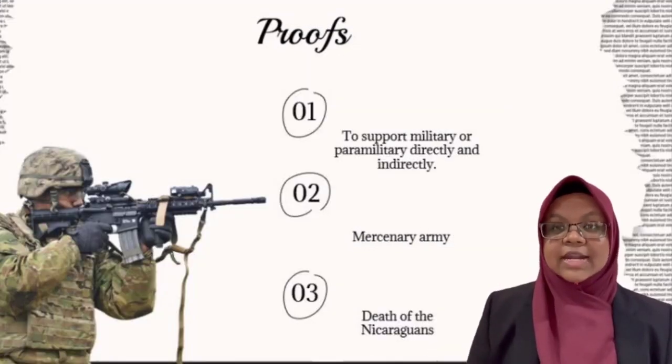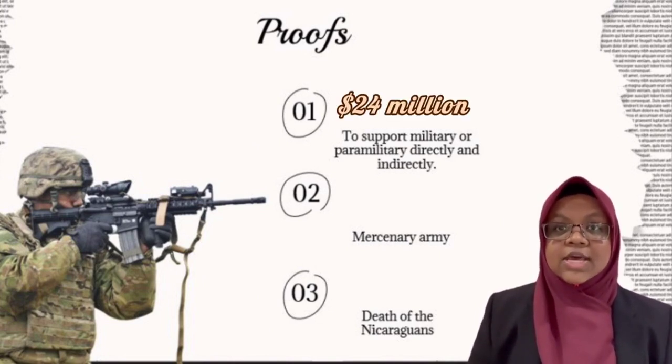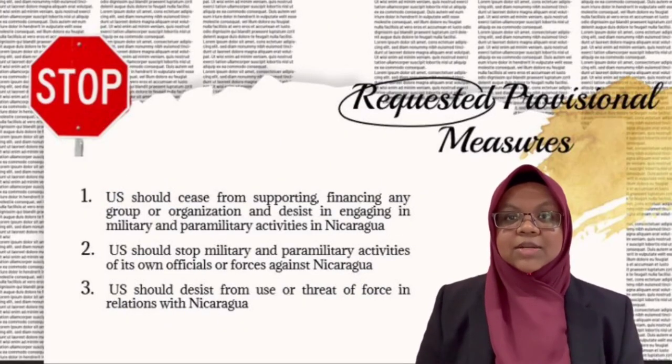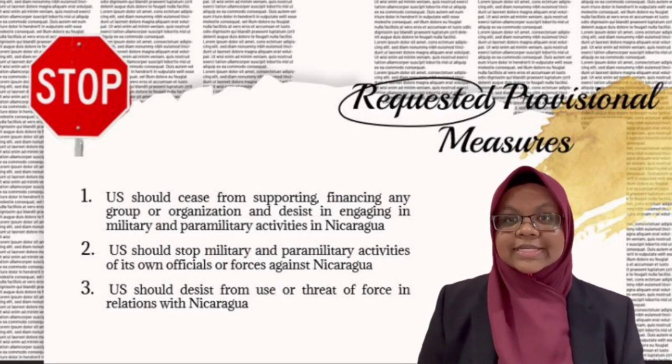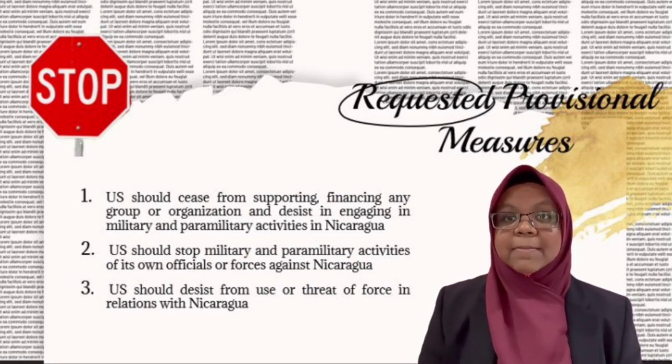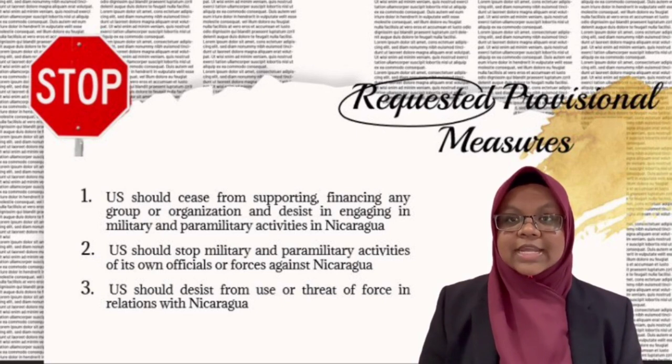As for the proof, the Nicaraguan government found that the American Congress had budgeted $24 million to support, overtly and covertly, the military and paramilitary activities in Nicaragua. Not only that, the US also instrumented a mercenary army of more than 10,000 men, resulting in the death of 1,400 Nicaraguans. The first provisional measure requested by Nicaragua against the US is that the US should cease supporting and financing any group or organization and desist from engaging in military and paramilitary activities in Nicaragua.